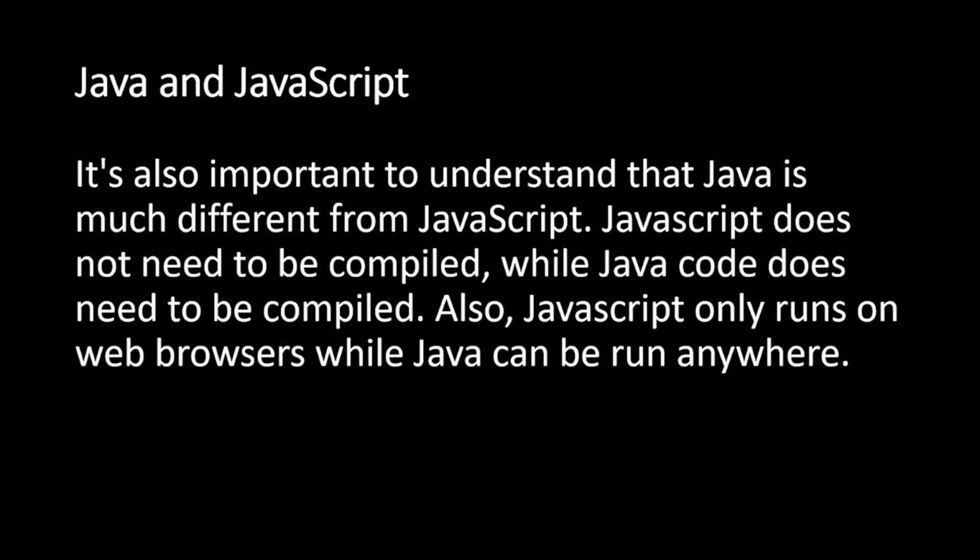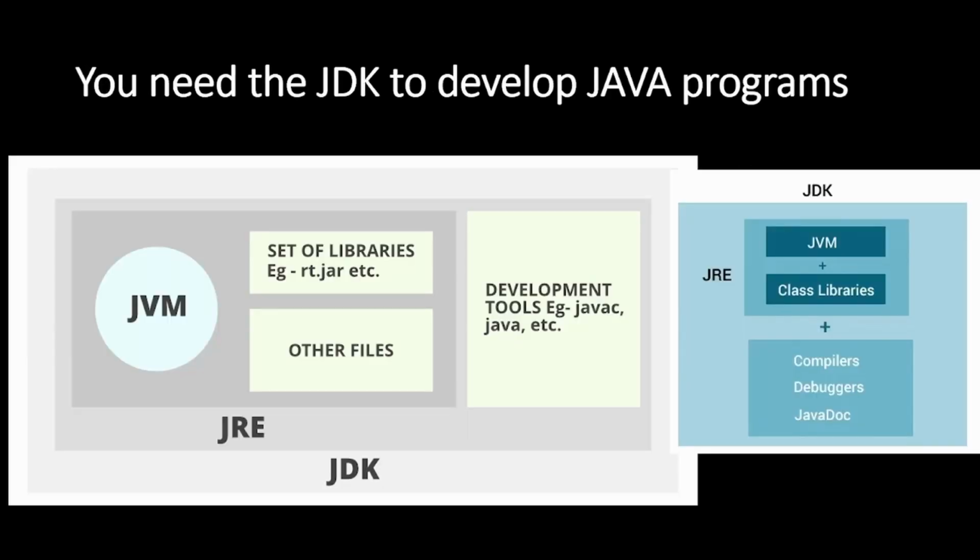There is a difference between Java and JavaScript. JavaScript does not need to be compiled, while Java code does need to be compiled. Also, JavaScript only runs on web browsers, while Java can run anywhere. So, the Java programming language can be run anywhere.